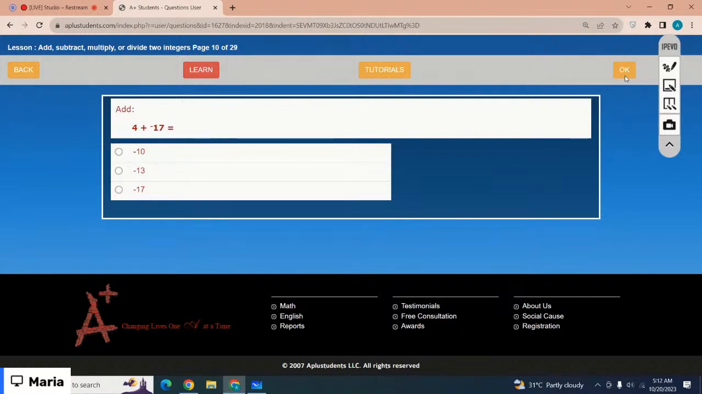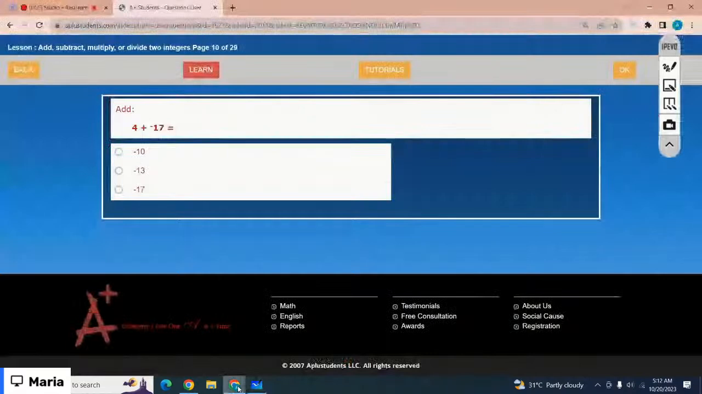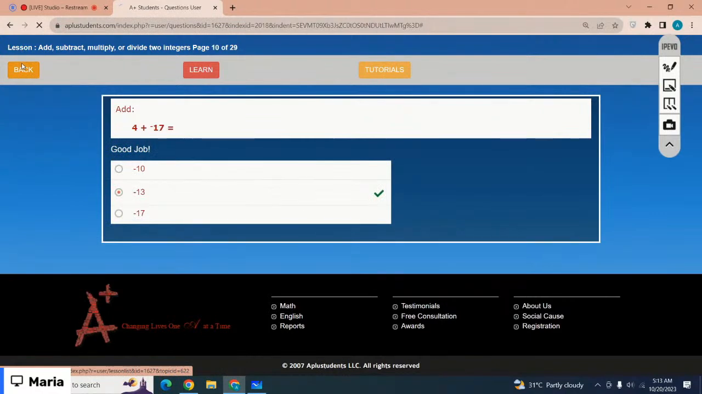Okay, 4 plus negative 17, which is the correct option? Adding a negative number is same as subtracting. It would be 4 minus 17, right? Yes, very good. That would be negative 13. Okay, you can complete the lesson by yourself later today. Let me just move on to next lesson.